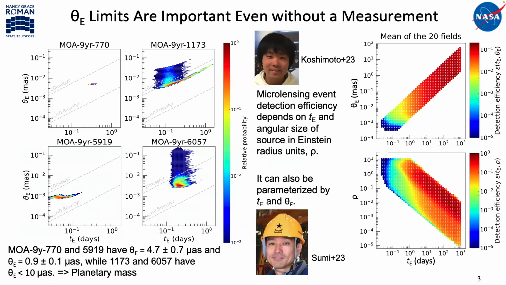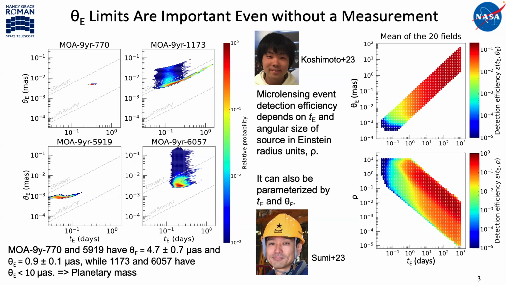Okay, so this is a point that Naoki mentioned, but actually fitting for the finite source effects is important even when you don't detect it. In particular, there are limits on what the relative proper motions of stars are. We know a bit about this because we studied the motions of stars in our galaxy. So this is showing 3 or 4 of the events from this MOA 9-year sample.